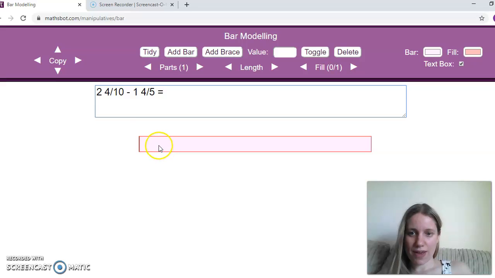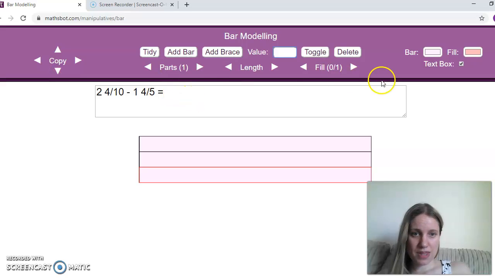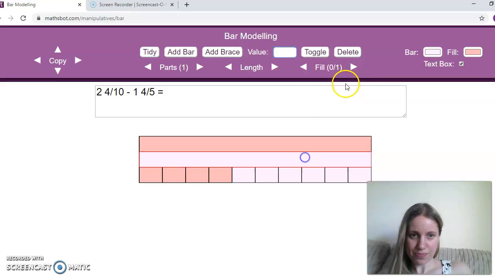So to start with, I think I'll make my starting amount, because when I'm subtracting, I've got my amount and it's how much I'm taking away from it. So let's start with that. I'm going to have 2 wholes, 1 whole, and there comes another whole there. And then I need to make one which has got 4/10. So I need another bar, but this one, it will be in 10 parts, and I've got 4 of them. So let's fill in these as well. So I've got my starting fraction now, 2 wholes and 4/10.